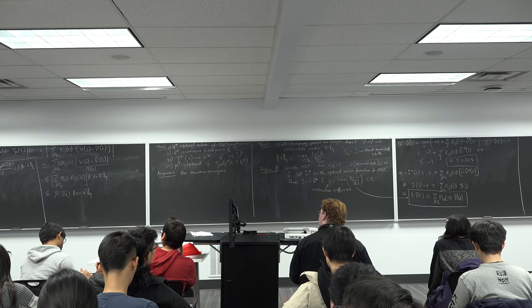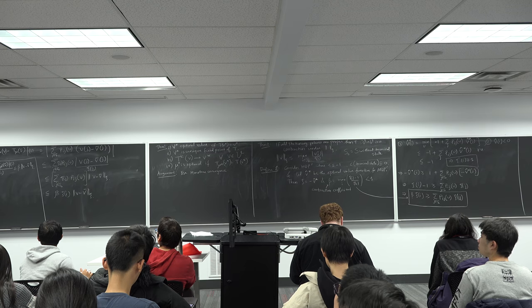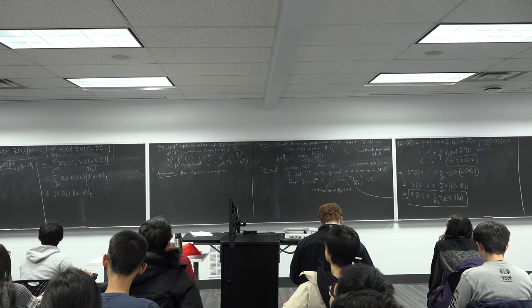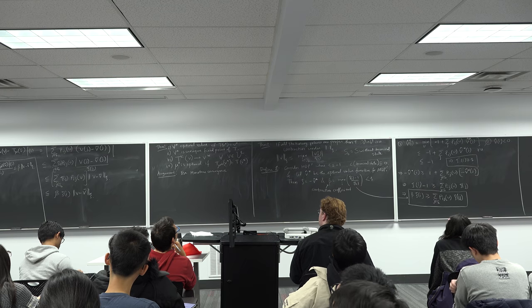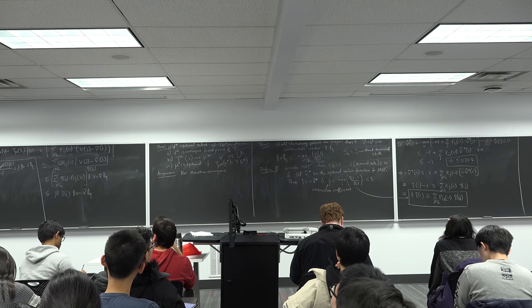Does everyone understand the problem now? So we have shown that T mu is a contraction, but I want to show that T is a contraction. The Bellman operator is a contraction, not the Bellman operator evaluated at a specific policy.